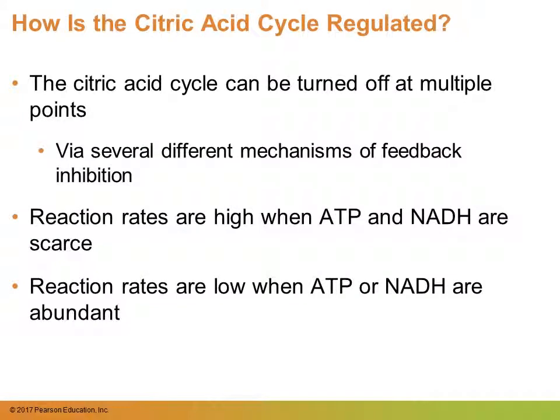So how is the citric acid cycle regulated? It should be no mistake. It is also regulated by feedback inhibition. When there are high amounts of ATP, the cycle slows down. When ATP levels are low and scarce, the cycle speeds up.